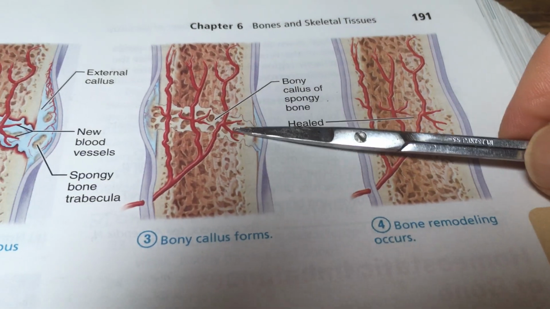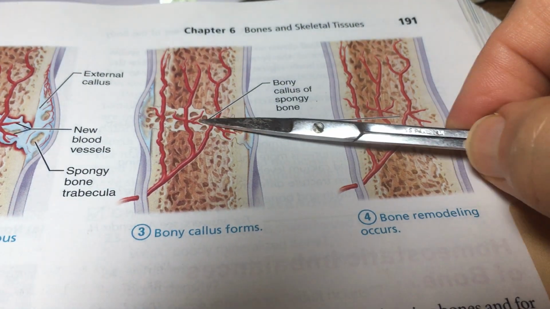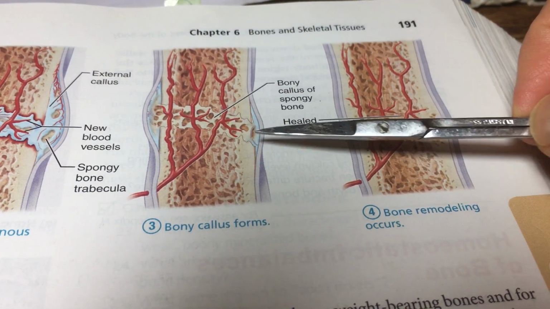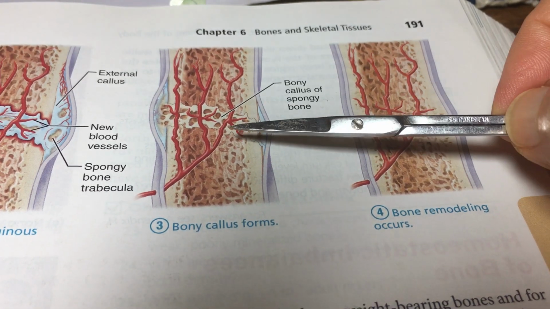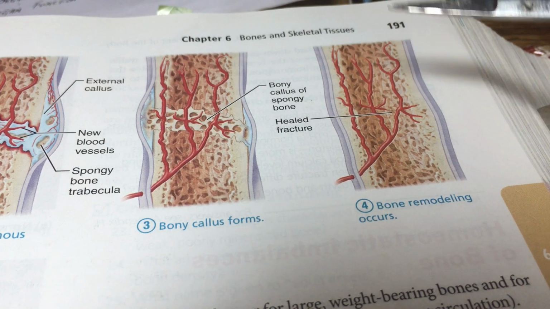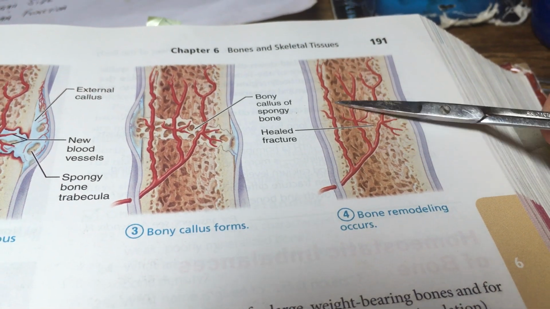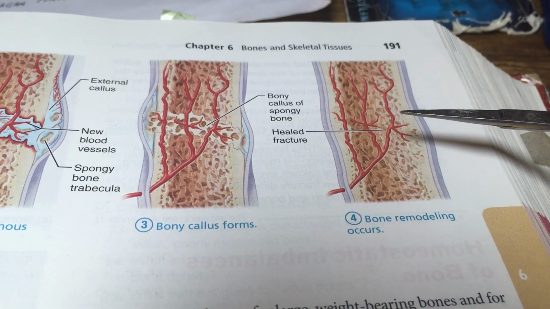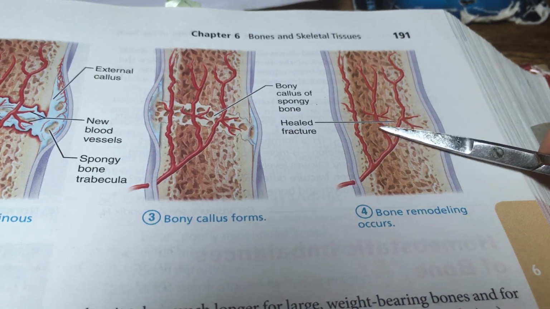Here we have full-on trabecula completely formed through here. Okay, we still have some swelling, as you can see. Swelling is a feature of fractures that's going to go on for quite a while. And then finally we have the reformation of the matrix. Okay, so the bone repairs itself.